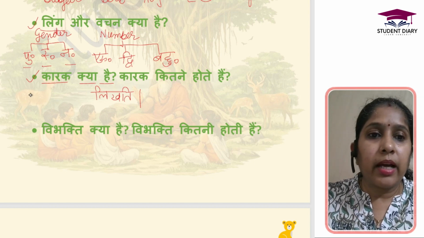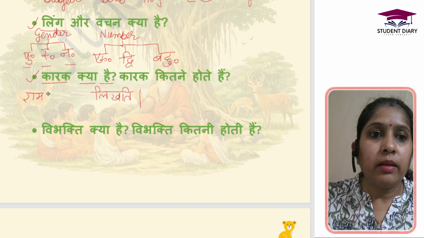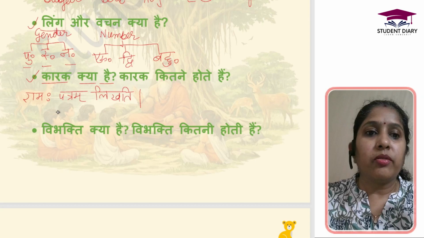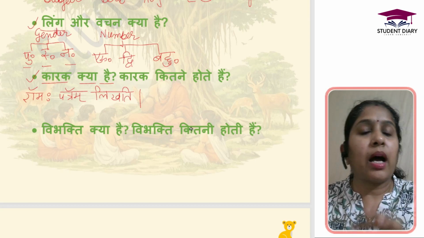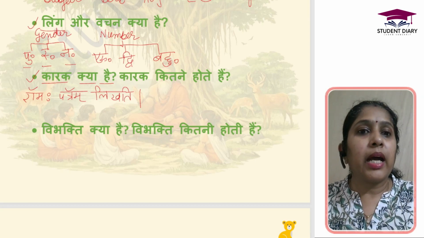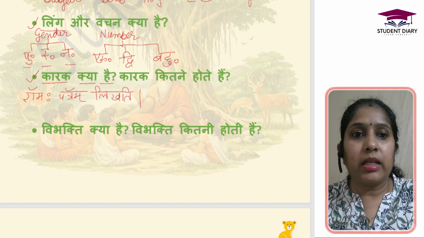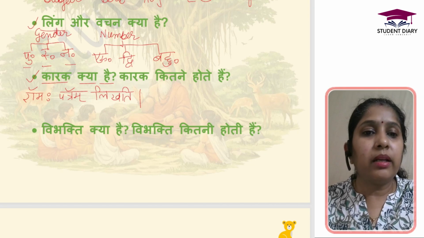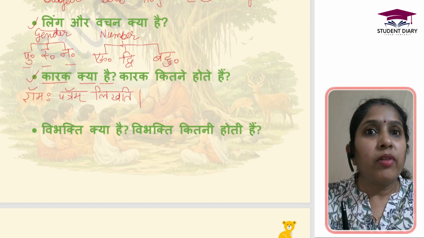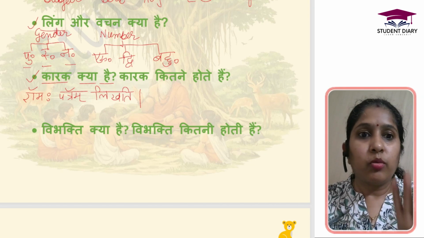Understood? So like I am saying the sentence Ramah Patram likhati. The words Ramah and Patram are called the karak. They are used as karak to complete the verb likhati. Ram is writing the letter. So now we will understand. I hope everyone has understood what is karak.